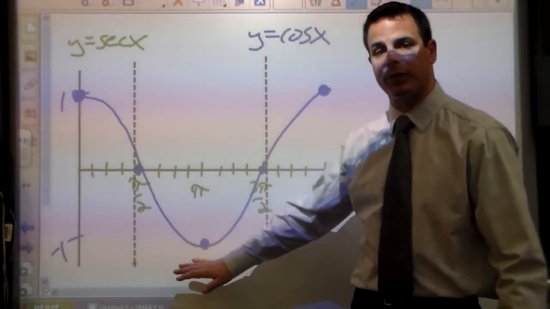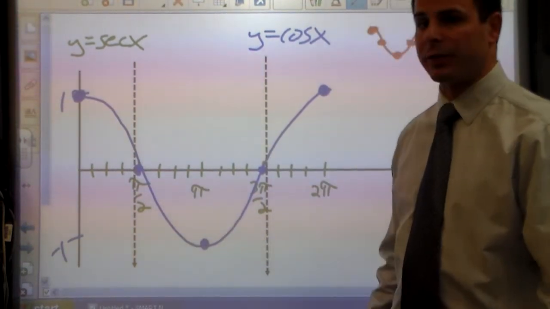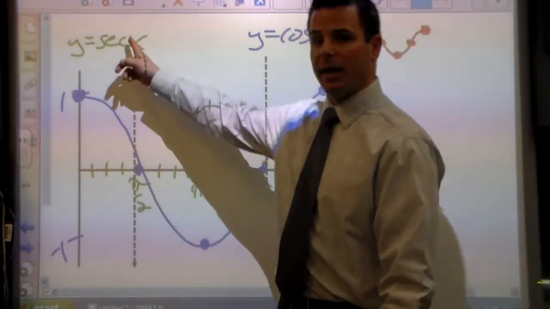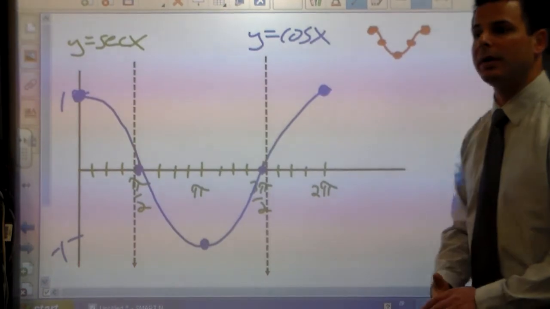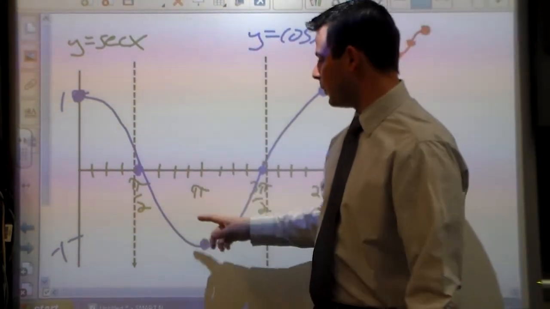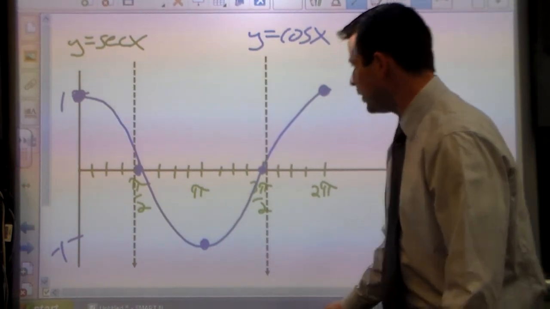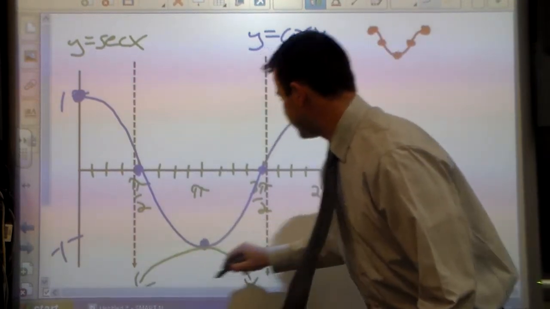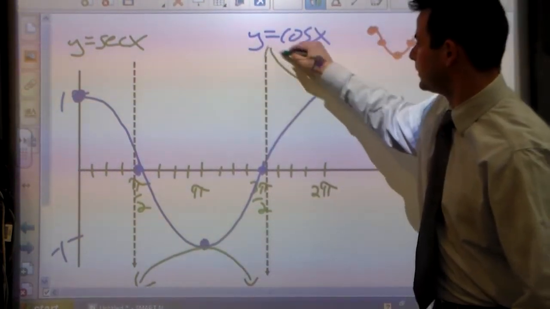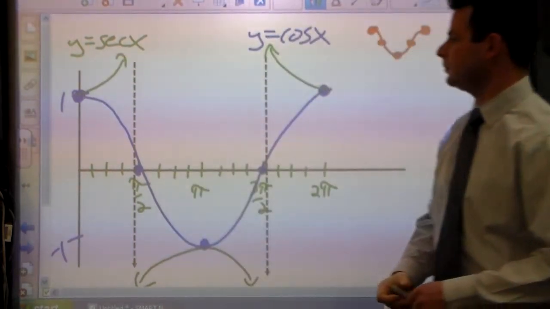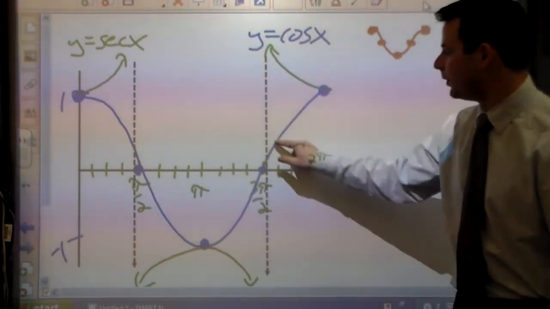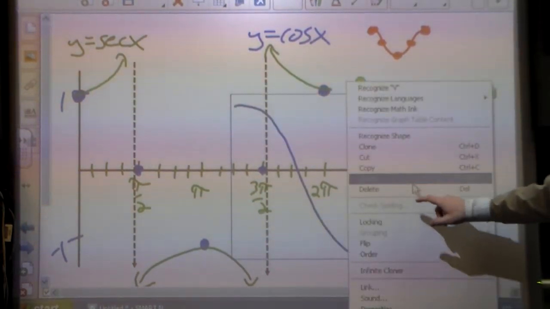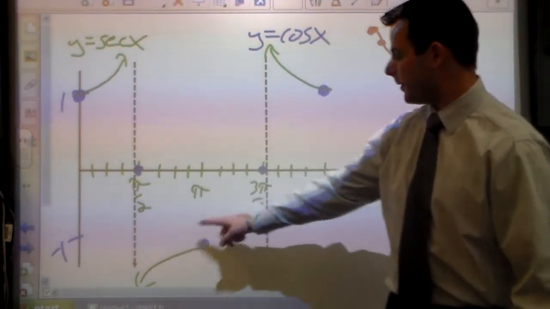If you think about what a reciprocal is doing, if you take the reciprocal of a fraction, 1/2 for example, well, if the cosine is 1/2, then secant is 2. If the cosine is 1, then secant is 1. So what it's doing is making all of your values larger than or equal to. So here's the graph of secant. There it is. If we get rid of the blue graph, which is cosine, now we have the graph of secant.